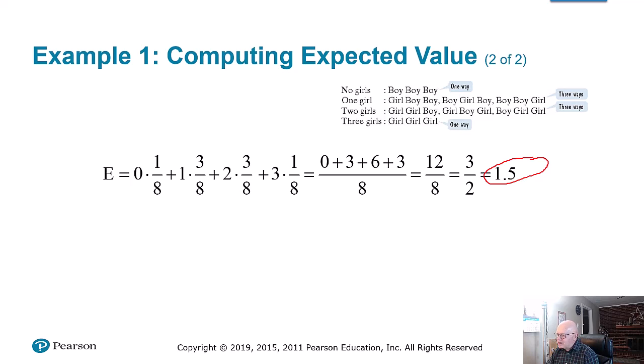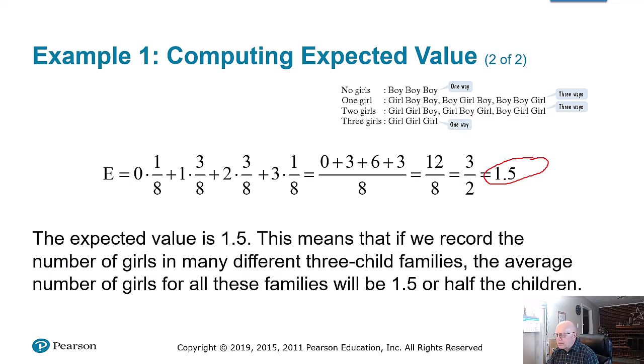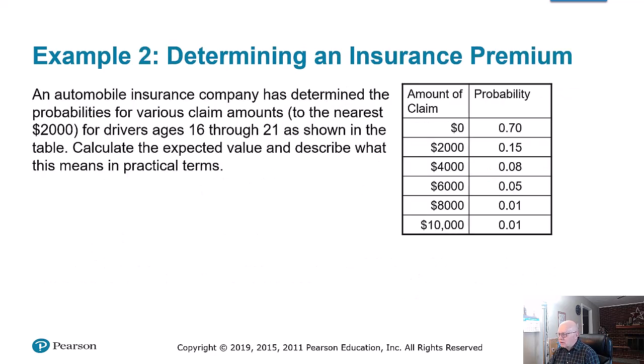That sort of makes sense, doesn't it? So if we looked at a lot of 3-child families, a lot of them, the average number of girls would be 1.5, or half the children.